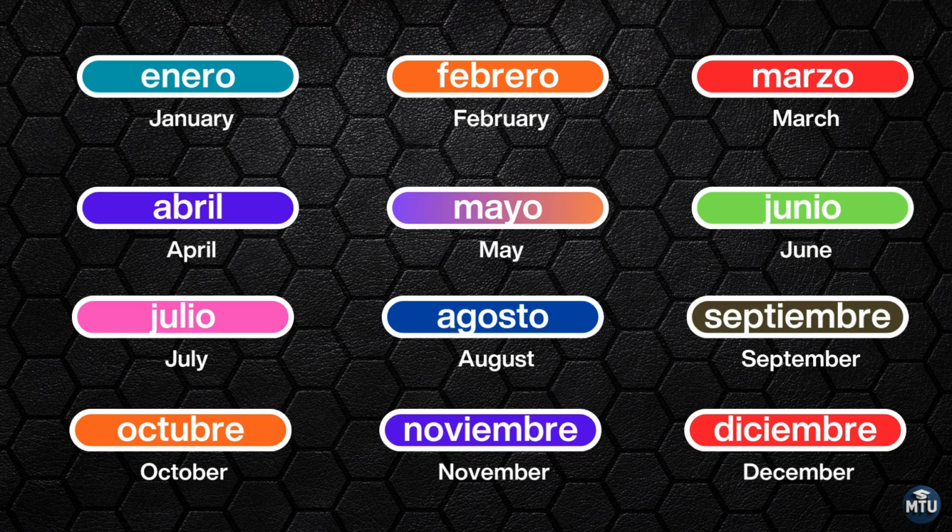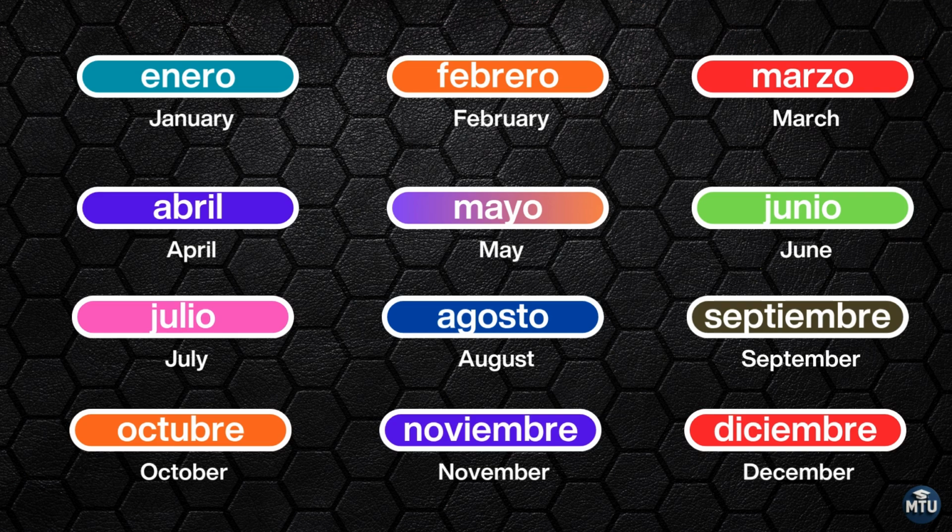Enero is January. Febrero is February. Marzo is March. Abril is April. Mayo is May. Junio is June. Julio is July. Agosto is August.